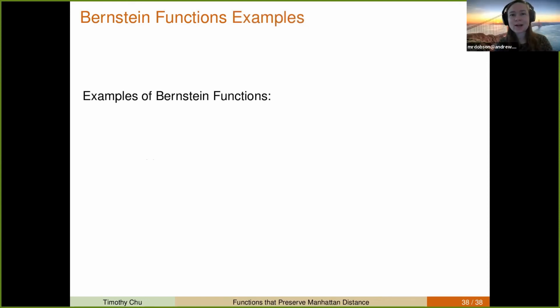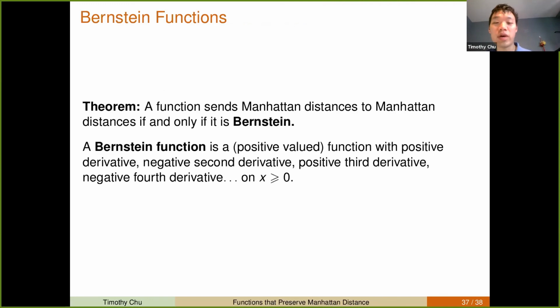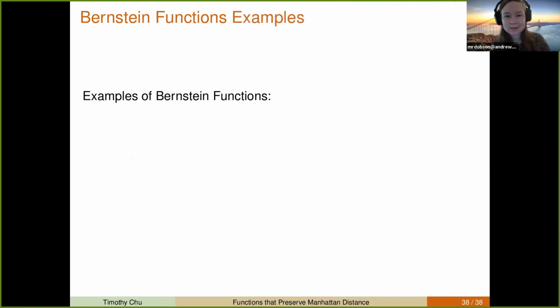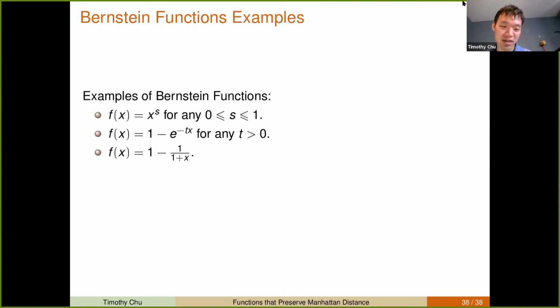We had someone in the chat suggest 1 over x. Let's see, the derivative of that is negative, so that doesn't quite work. Oh, minus 1 over x. Right, you'll have to shift it a little bit. So you can do 1 minus 1 over 1 plus x. 1 minus 1 over x basically also works, it just has this weird divergence property at 0.